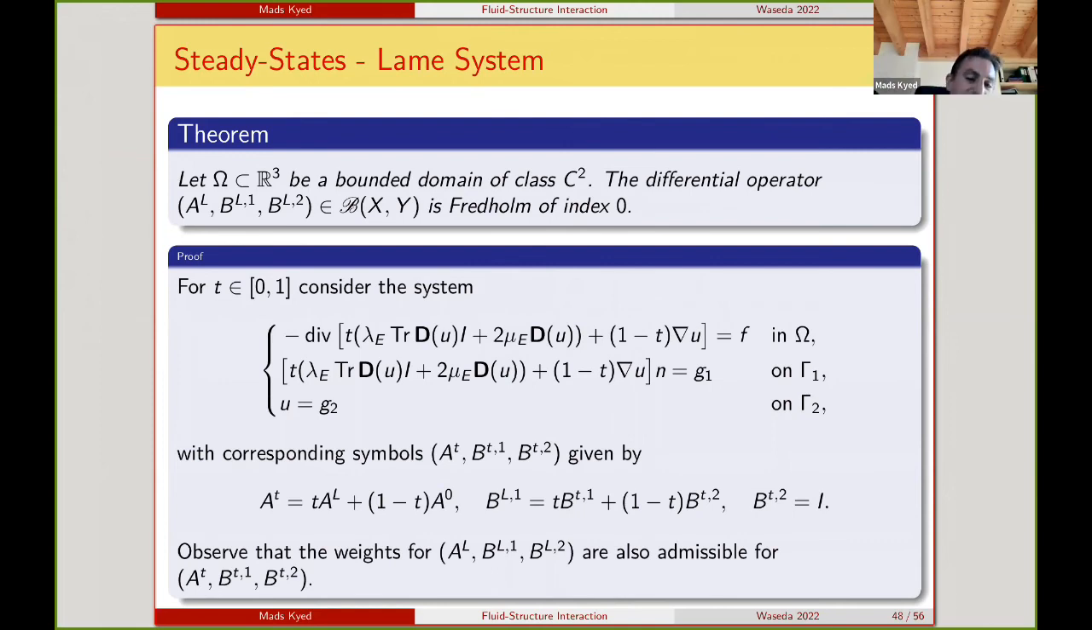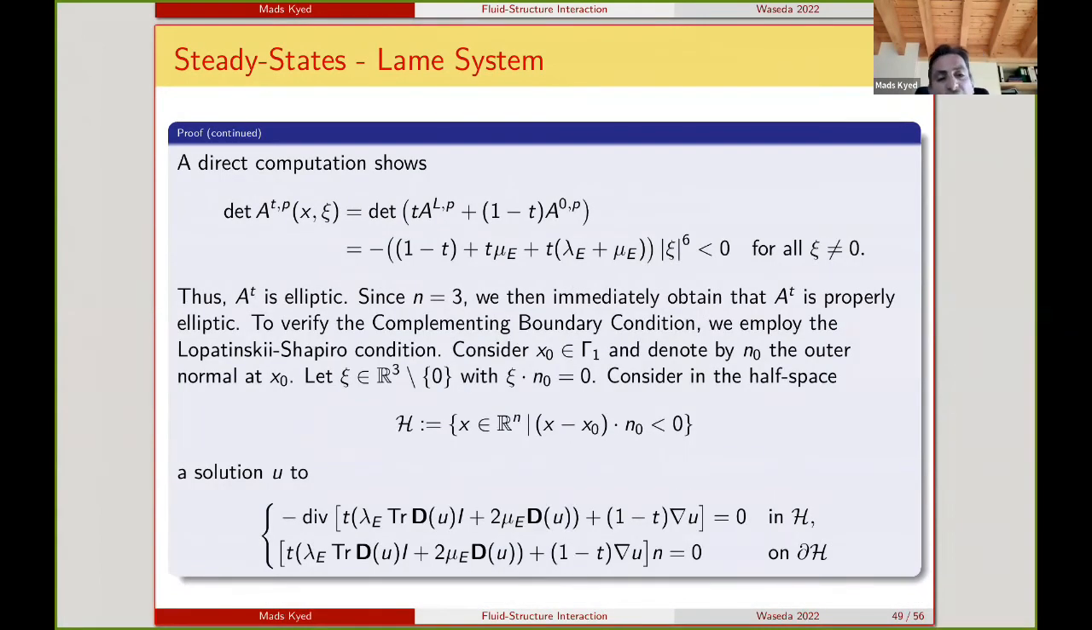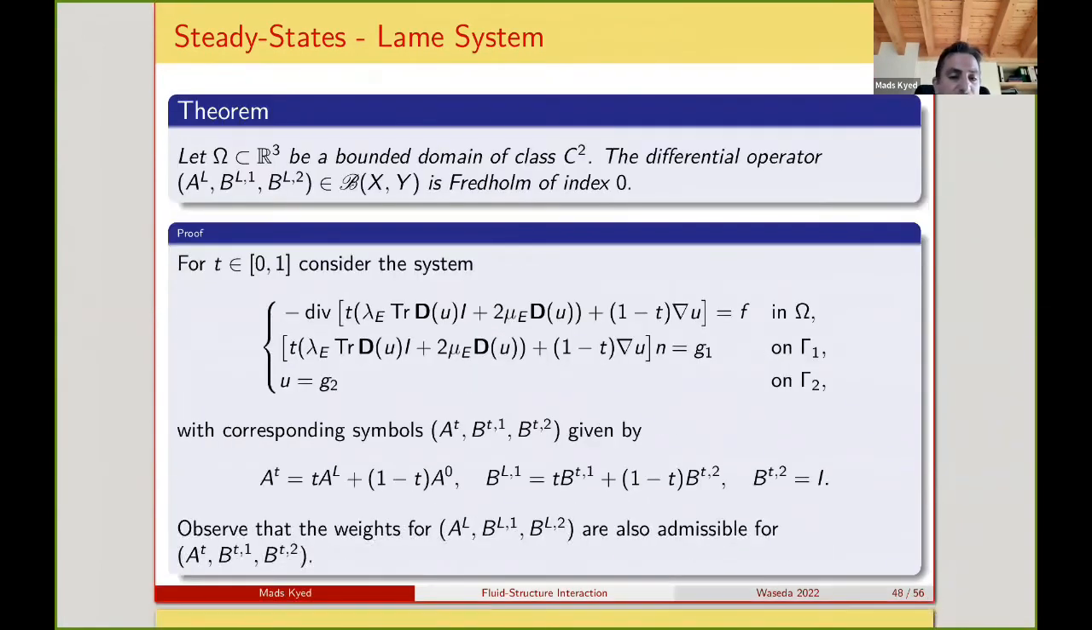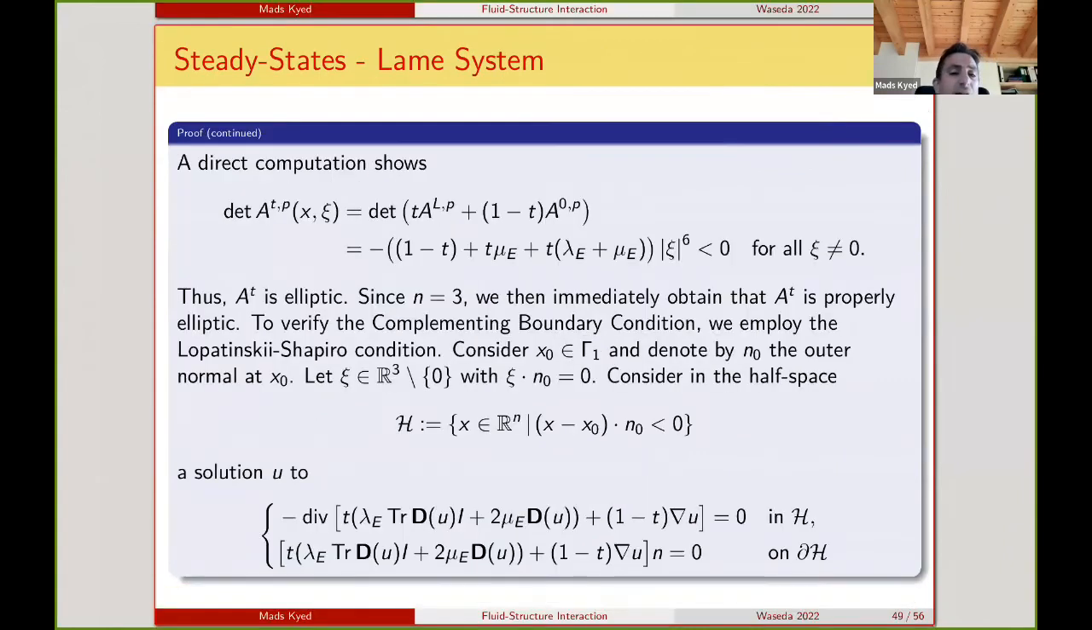Then I have a path in the Fredholm component, then I know that the index doesn't change, and then I have the wonderful statement that my Lamé operator's index is 0. Okay, so how do I show that my A_T operator is Fredholm? Well, I use the theorem of Agmon. I show that it's elliptic in the sense of Agmon-Douglis-Nirenberg, because this means Fredholm.